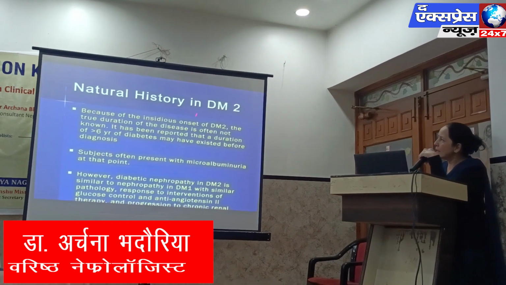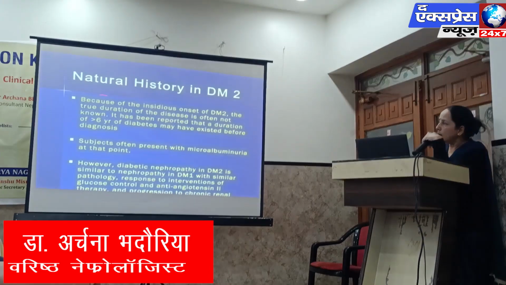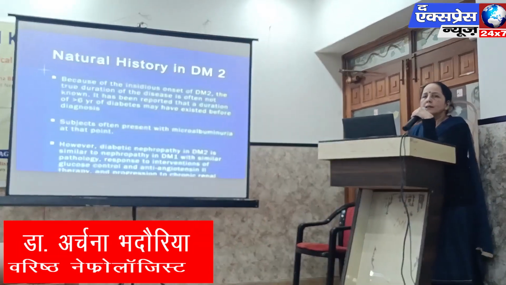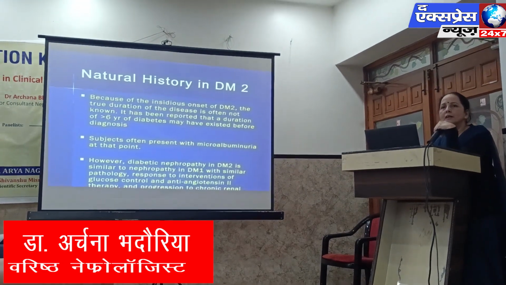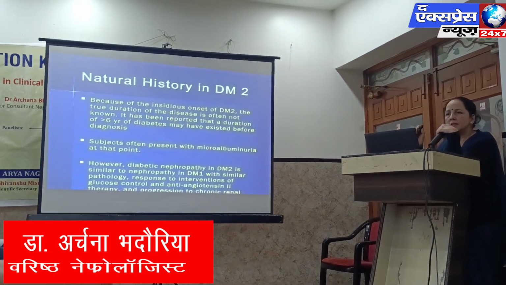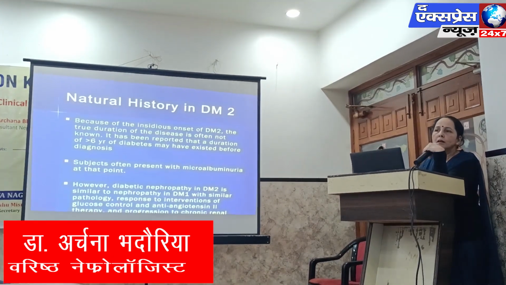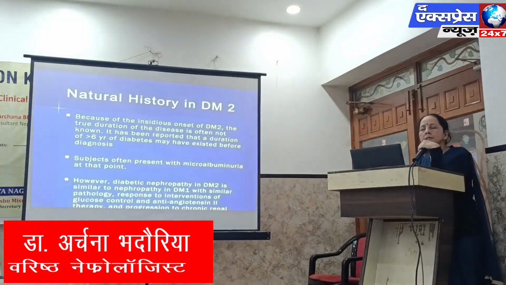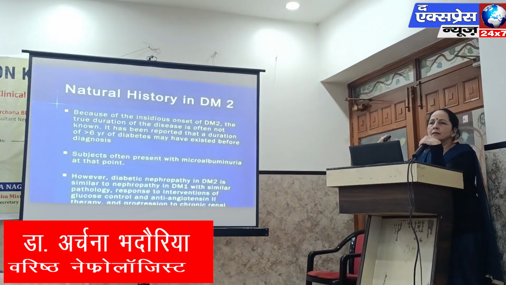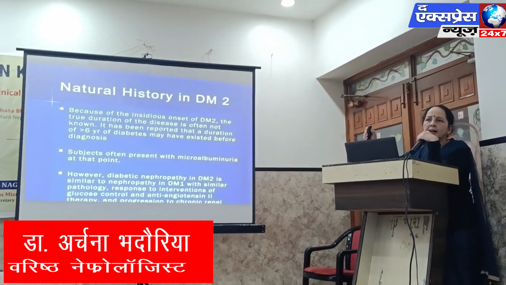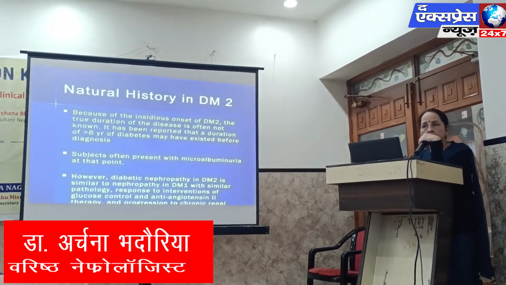And this natural history is the same in type 2 diabetes also. But the problem with type 2 diabetes is that it enters our body earlier and it is detected later. So a period of 6 to 9 years elapses before diabetes is detected in that patient. So type 2 diabetes, most of the time, presents with complications. A 65-year-old goes for a cataract surgery, there the sugar is done and that person is detected diabetic for the first time.